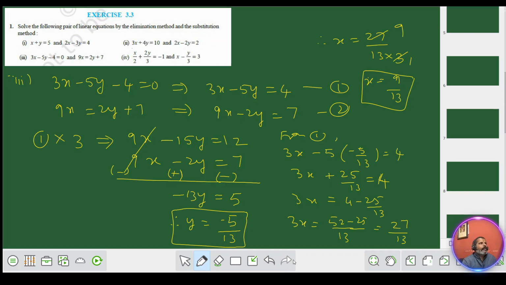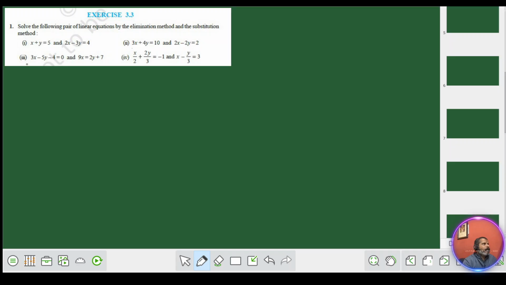We'll move to the last question of the exercise. Again, I'm telling you, they have asked for both methods just to verify and for your practice. Since we have seen the substitution method in the previous class, I'm only taking up the elimination method in this exercise. Let's take the equation.